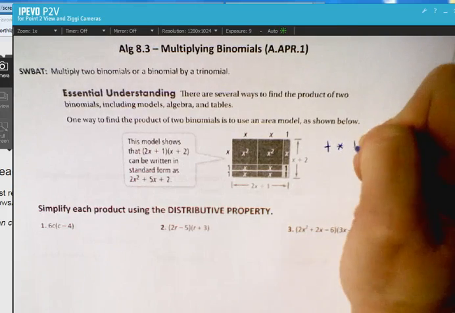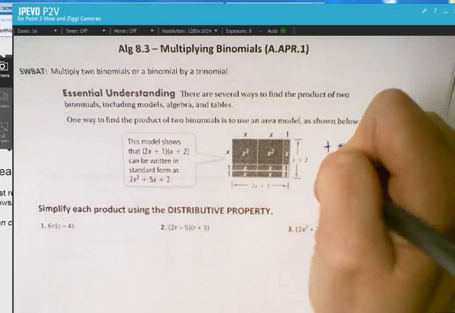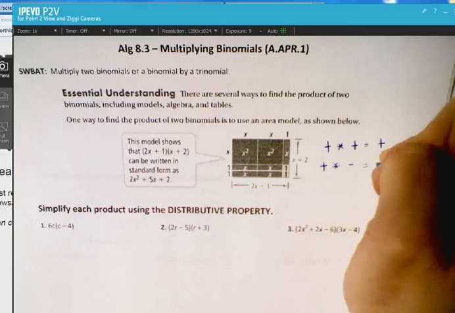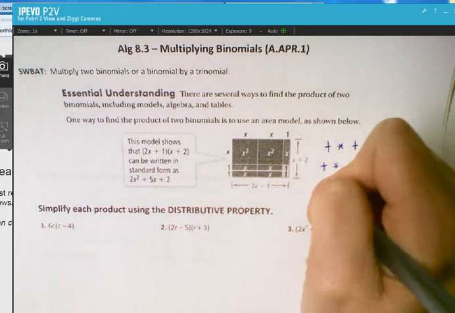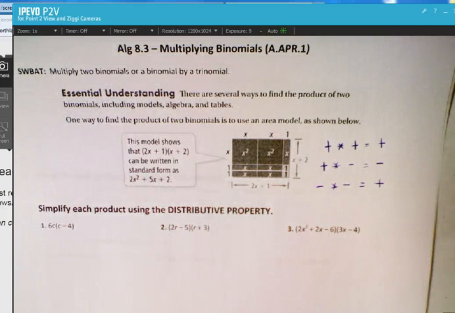If I have a positive times a positive, I should end up with a positive. If I have a positive times a negative, I should end up with a negative. If I have a negative times a negative, I should end up with a positive. Need to know those rules as well as the addition rules for the same sort of thing.